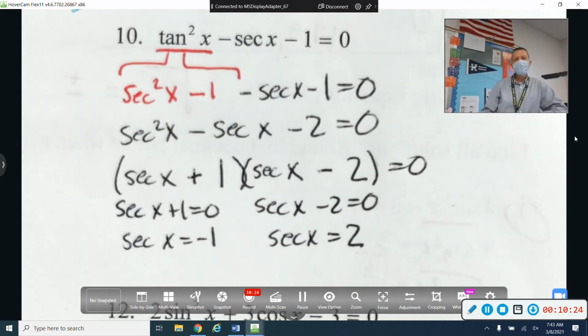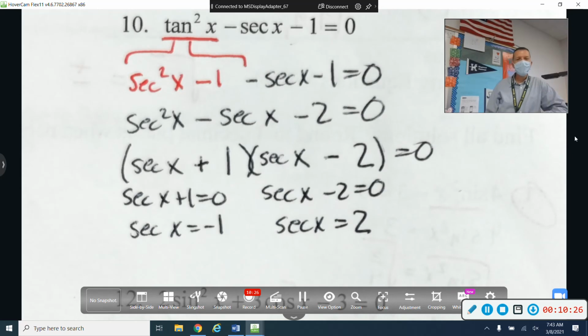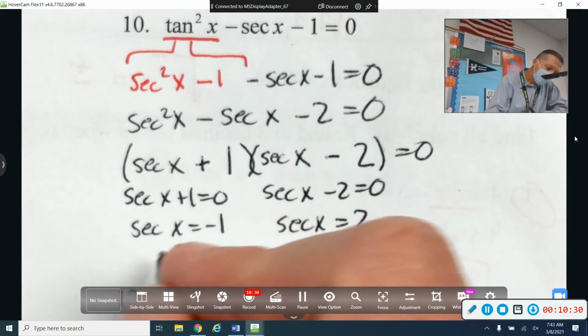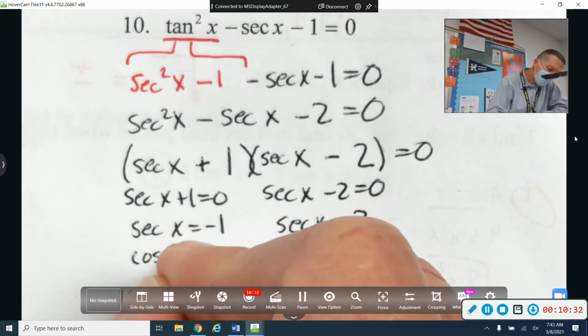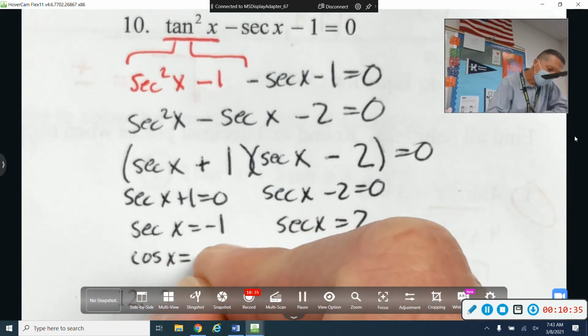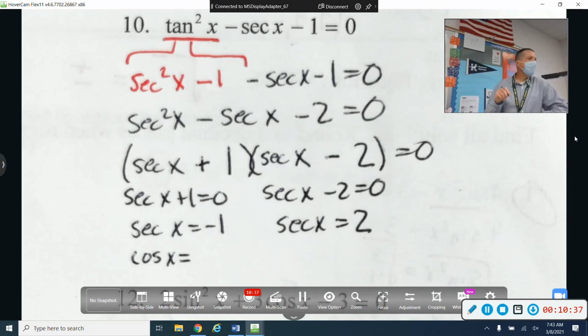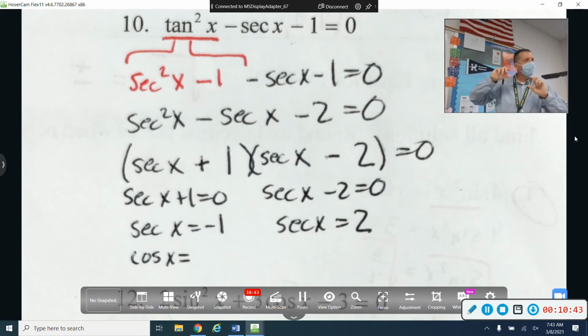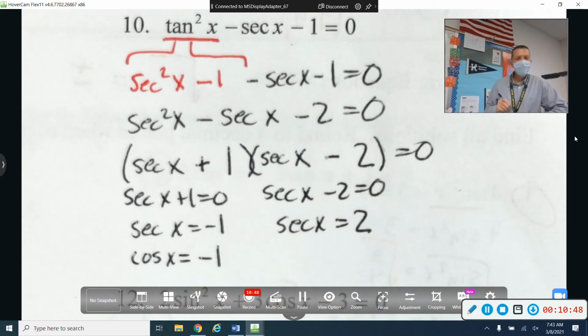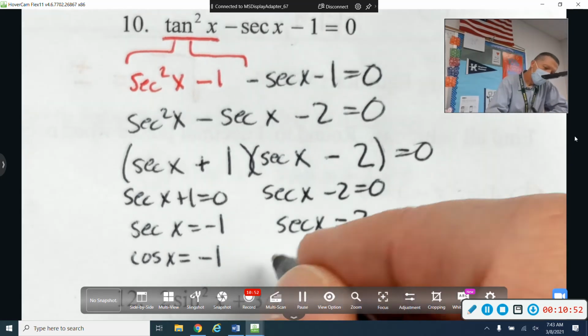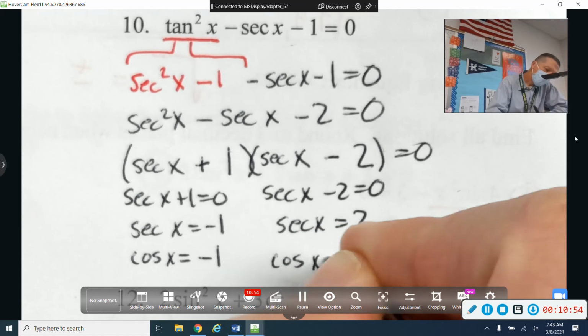But I don't really like secant problems. What would I rather work? Cosine problems. So let's do the flips here. And so let's say cosine of x equals, what happens when I flip negative 1? It stays the same. So that one's a little bit weird. It feels like it didn't do anything. Because when you flip negative 1, you end up with negative 1. Cosine of x equals 1/2.